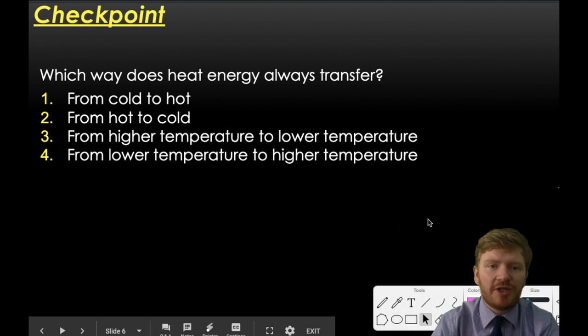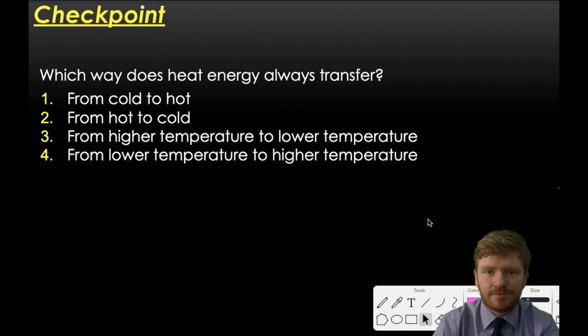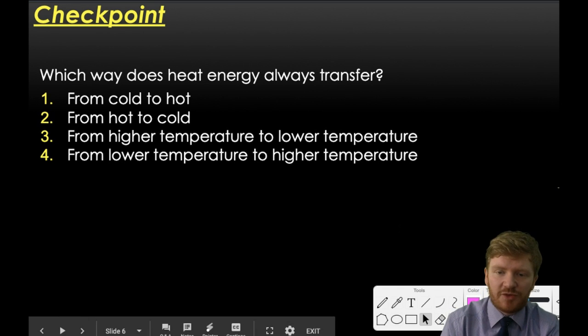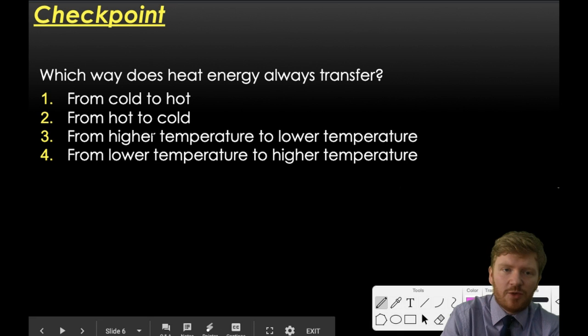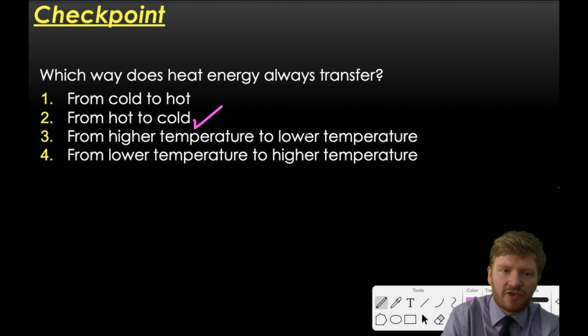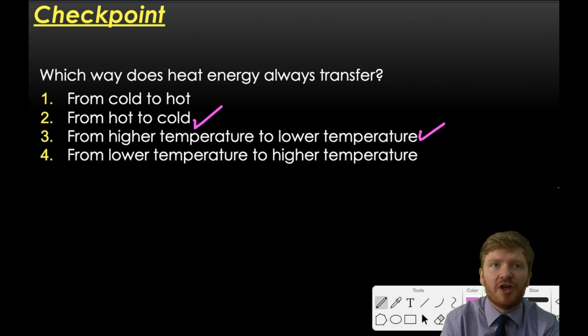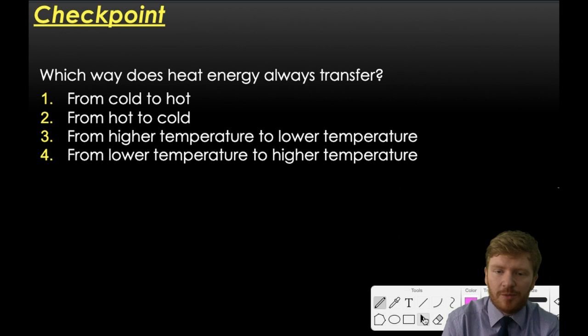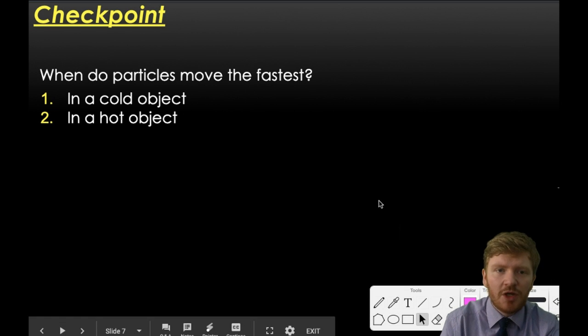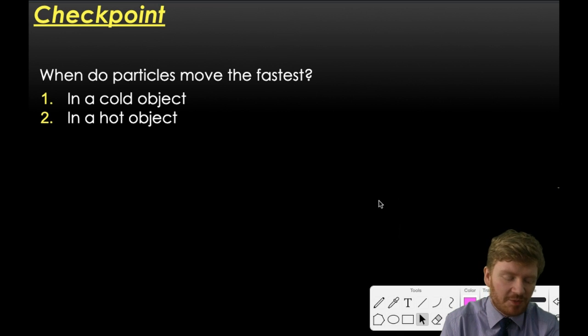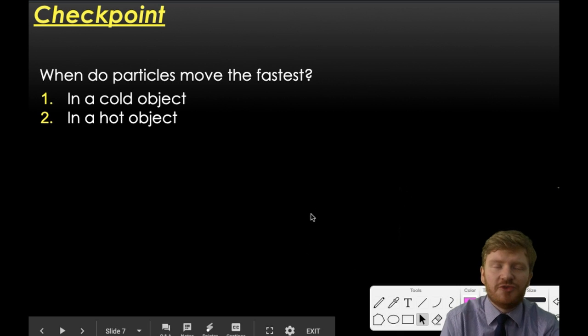Okay, let's just do a quick checkpoint. Here's the first question, just read it and answer it for me. Okay, so for this first question, you should get that heat always travels from something that is hotter to something colder, or from something that is high temperature to low temperature. Temperature is just a measure of how quickly the particles are moving. When do the particles move the fastest? Okay, you should get that the particles move fastest in hotter objects. The hotter the object is, the more those particles are vibrating.